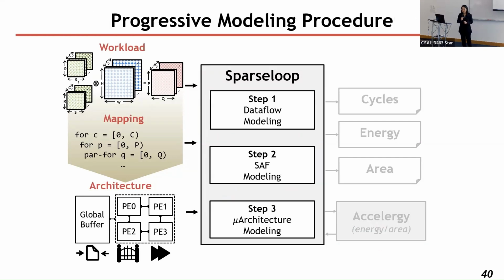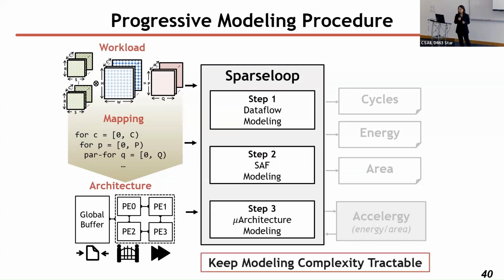So to solve that problem, Sparseloop proposes a progressive modeling procedure. As you can see here, internally in the infrastructure, we have three modeling steps: data flow modeling, SAF modeling, and microarchitecture modeling. Each of the steps focuses on a subset of the inputs or focuses on analyzing a subset of the interactions between the inputs. And by doing this, we're able to decouple the analysis and keep the modeling complexity tractable.